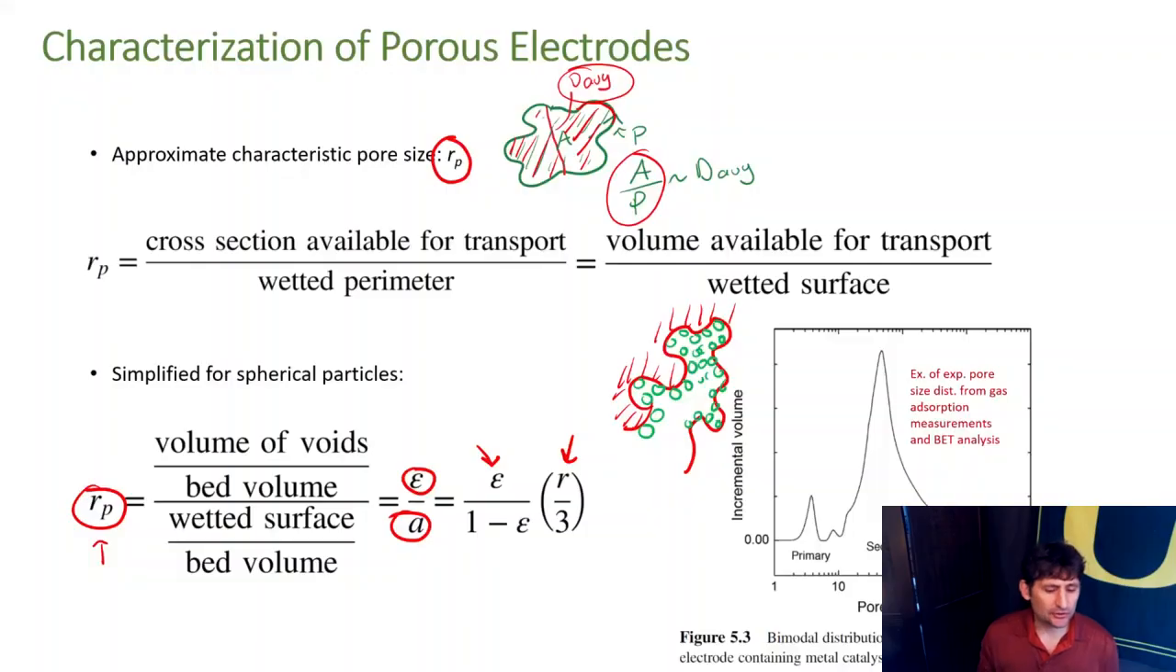And so there are models to handle this and to fit this data. What you can get is a pore size distribution. This is the incremental volume, or the fraction of the volume that's associated with a given pore size. And you can see that in this case, this porous electrode has an average pore size of about 50 nanometers and a pretty broad distribution.